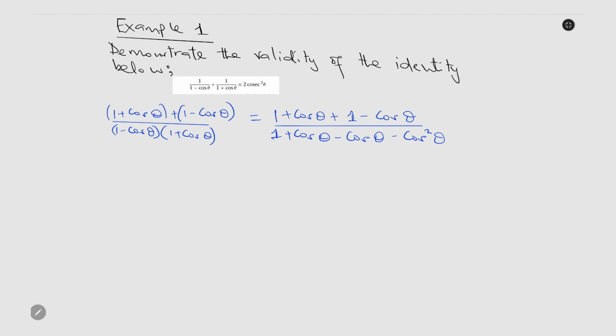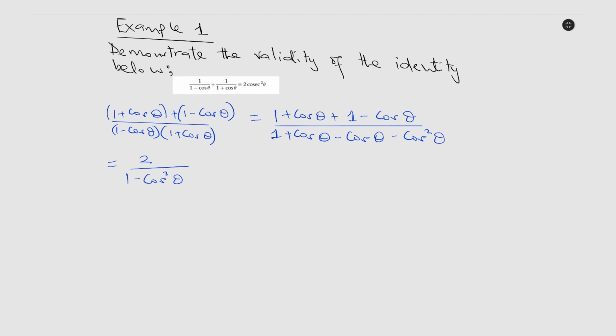Okay, I see how I can simplify it further. When you look at the numerator, I have cos theta, and this is minus cos theta. So this will give me 0. 1 plus 1 will give me 2. The denominator, cos theta minus cos theta, this will give me 0. So I'll be left with 1 minus cos squared theta. Okay, let me write that down now. So at the numerator, I'm going to have 2 over, at the denominator, I'm going to have 1 minus cos squared theta.